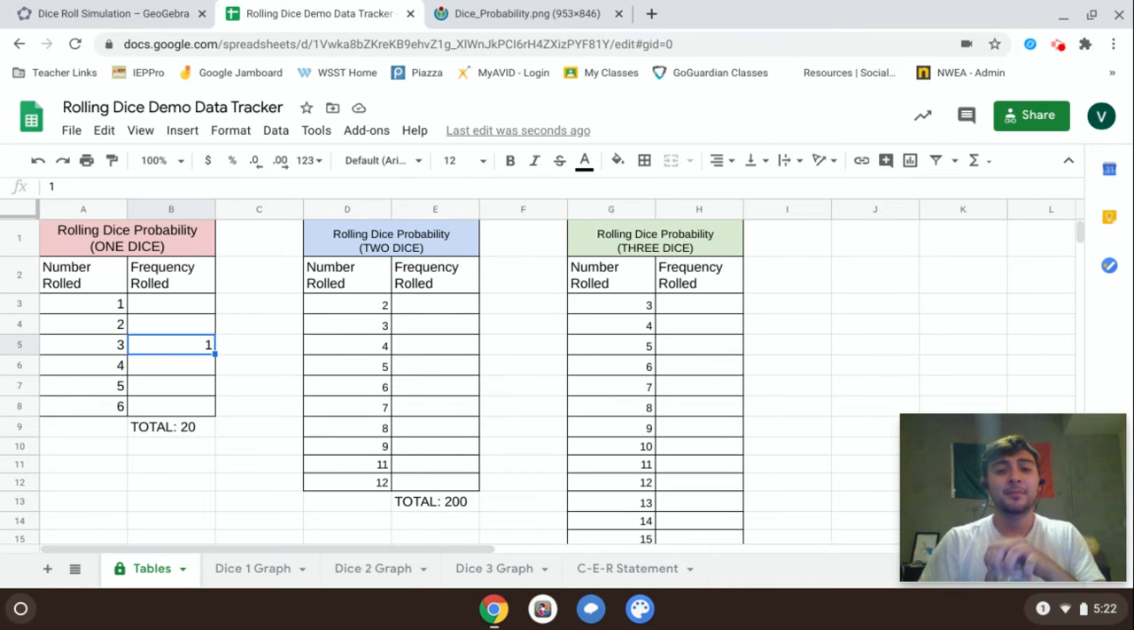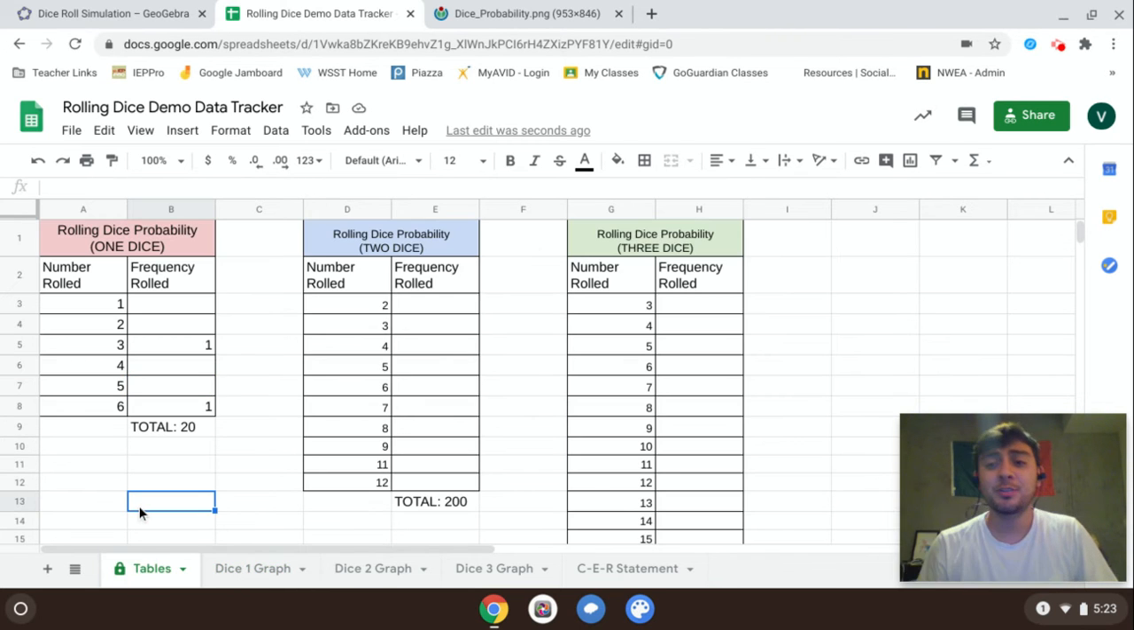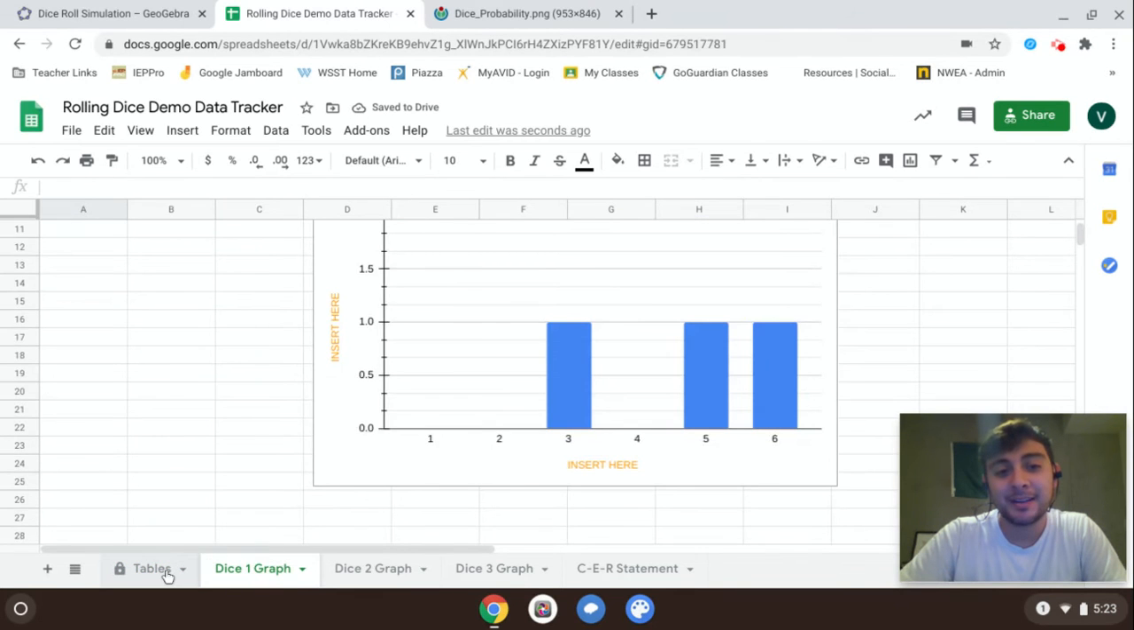Let's do it another time. This is our second time. Ooh, I got 6. Heck yeah. 1 time for 6. As you can see, if we go back to my dice graph, look at that. It's already being measured as well. Let me do one more time just to show you guys. This is my third time. Give me something good. I have a 5. And the same thing is happening, it's recording my data.